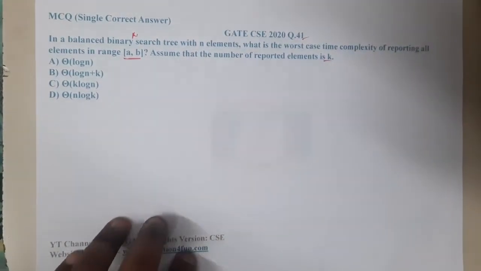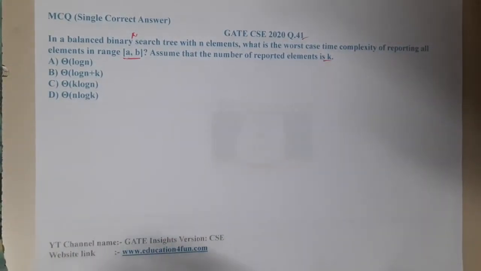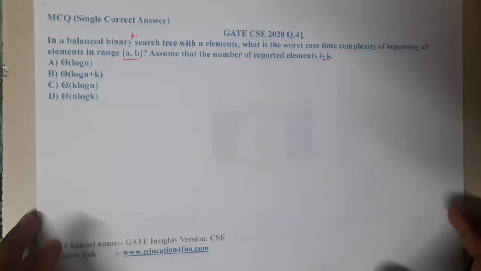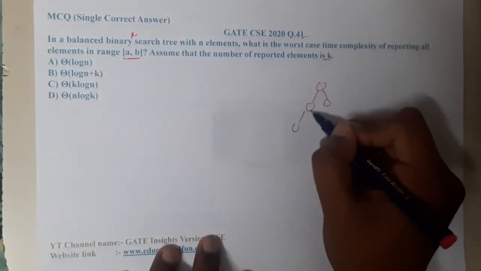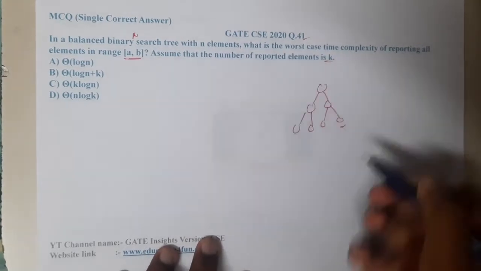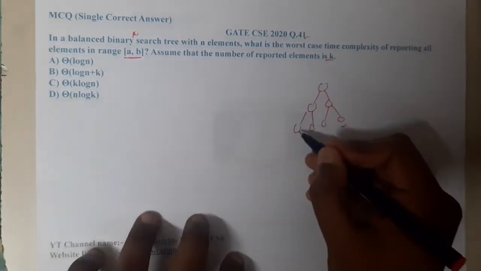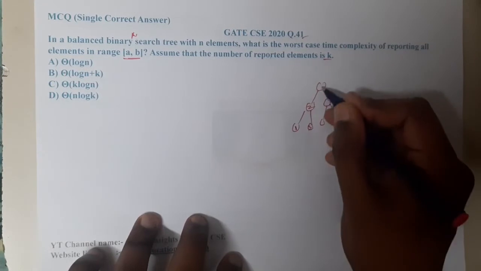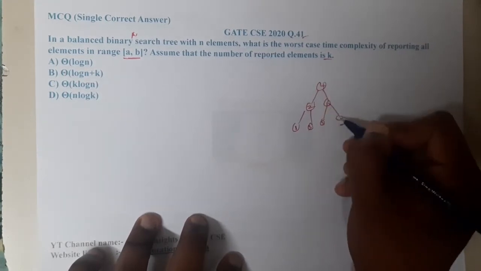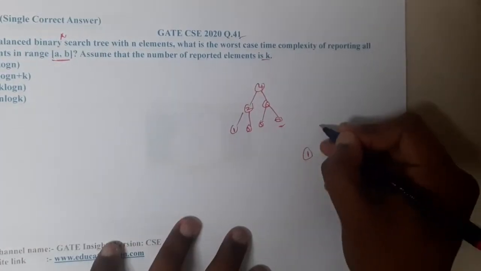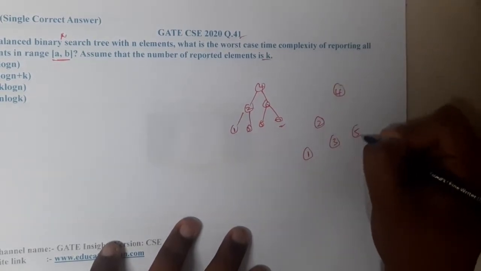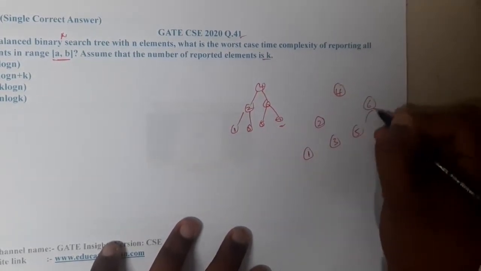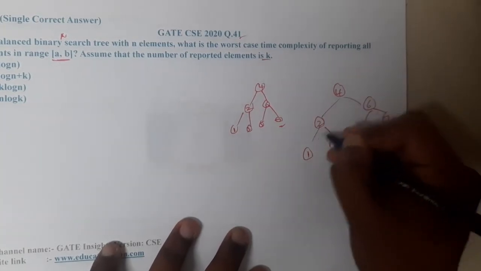Basically, this type of question we have already discussed, guys. This is a pattern of that question. So it is a balanced binary tree. Firstly, let us assume a completely balanced binary tree. Let me write down example values: 2, 3, 4, 5, 6 and 7. So this is our completely balanced binary tree.